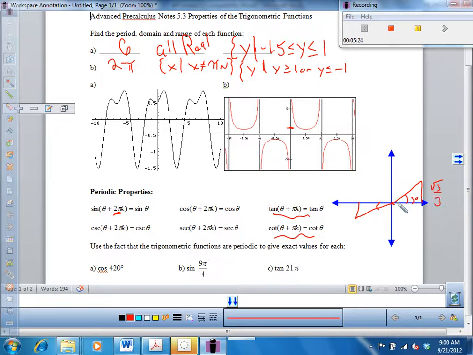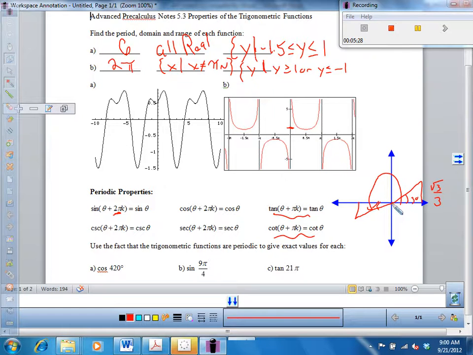And the tangent of 210, which is 180 degrees or pi radians past 30 degrees, is also going to be root of 3 over 3. Because remember, x and y are both negative, and a negative divided by a negative gives you a positive. So it repeats itself. Okay?